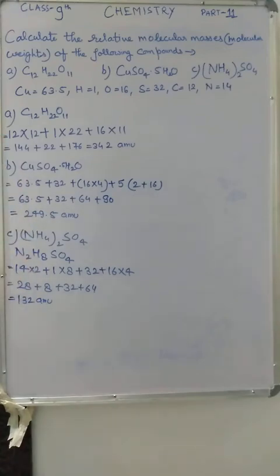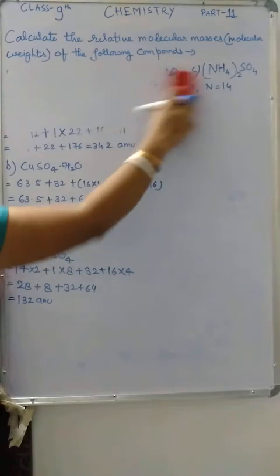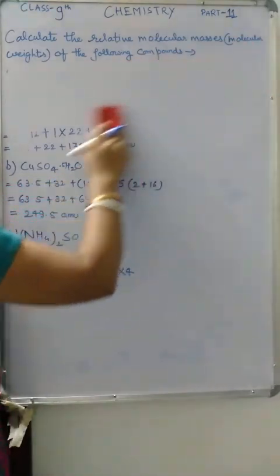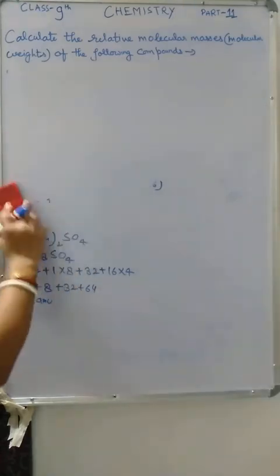So this is the method how to find the relative molecular masses or molecular weight of compounds. I think you understood all this. It is very simple. For this you should know some common elements' atomic masses. Now your next one is percentage composition. How to find the percentage composition of a particular element in a compound.